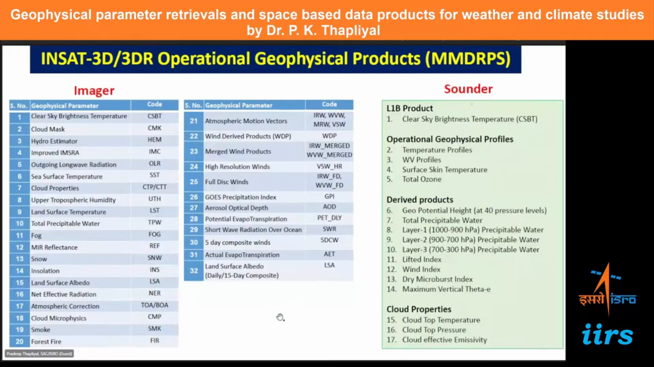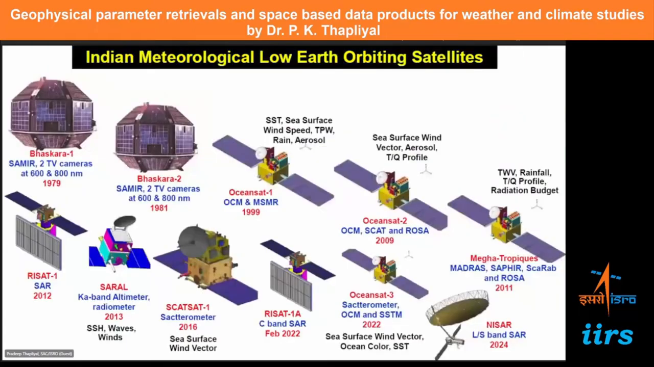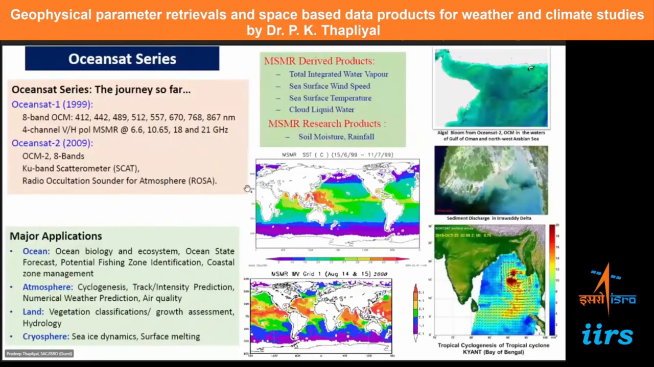So those parameters are very, very important for nowcasting, which Dr. Charu, in the previous lecture, also explained, how you can make use of those parameters in your forecasting. And these are the series of low Earth orbiting satellites from India, and I'm not going to go into detail of this list. I'll just quickly go through it.